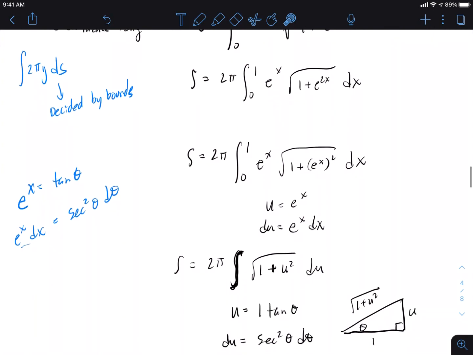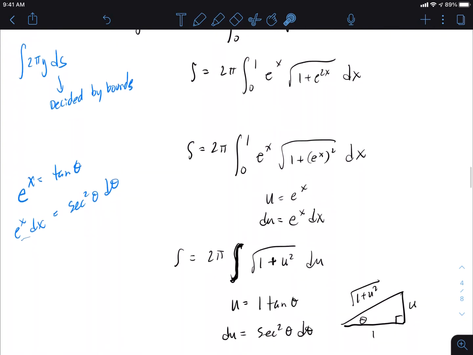Yeah, I see it. And then your triangle for this would have been a triangle that looked like this. It would have been e to the x over 1, and then you would have had your square root of 1 plus e to the 2x, which would have worked, but I just didn't want to do it that way, for complexity reasons for the rest of you. Okay?